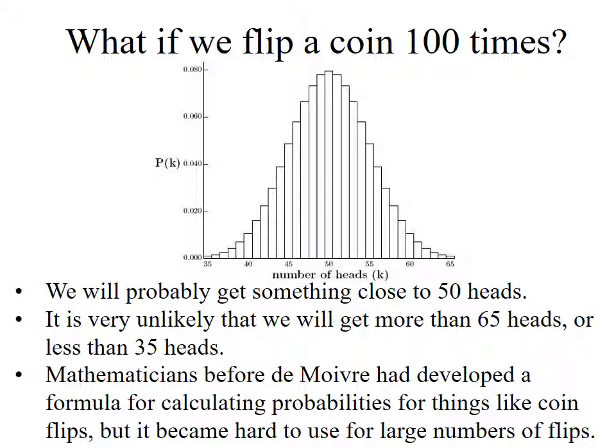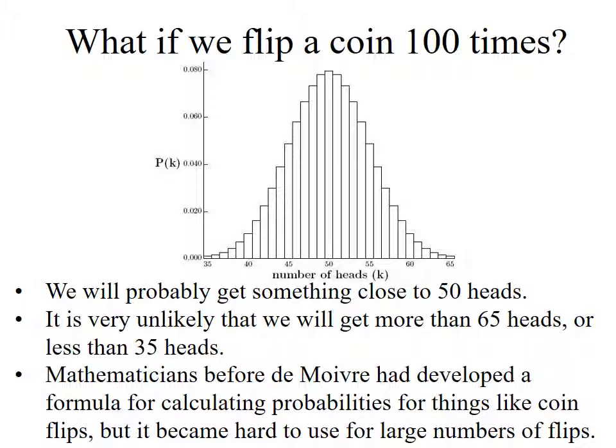So what if I flip a coin 100 times? Now, back in the day, mathematicians had figured out ways of computing things for 5 coin flips and 10 coin flips and that sort of thing. If you start getting to like 100 coin flips, the equations just got ridiculous. They got annoying, they got complicated.